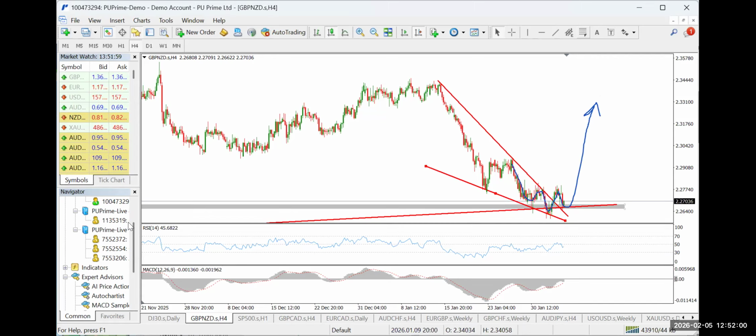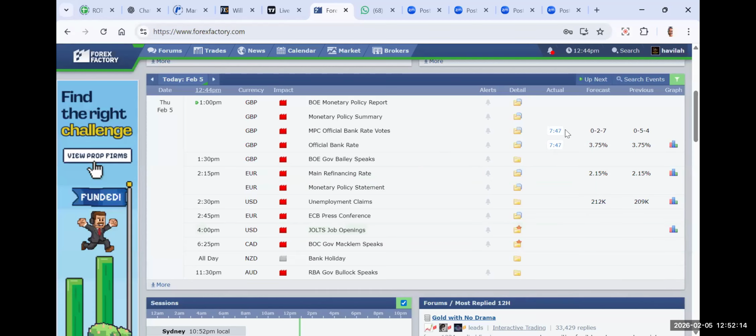Now, when the news gets released from the United Kingdom in the next 12 minutes, we can see the countdown timer on Forex Factory showing we have 7 minutes to go to the release of the data. Our focus is going to be on the rate vote and the official bank rate. The others are speeches. If the actual comes out greater than forecast, that will lead to a bullish movement on the British pound for these two events. If it's less than forecast, we will see a bearish movement. But from the setup I'm looking at closely, I'm expecting the actual to be greater than forecast, and as such, we should be looking at buying the British pound, especially the GBP NZD.